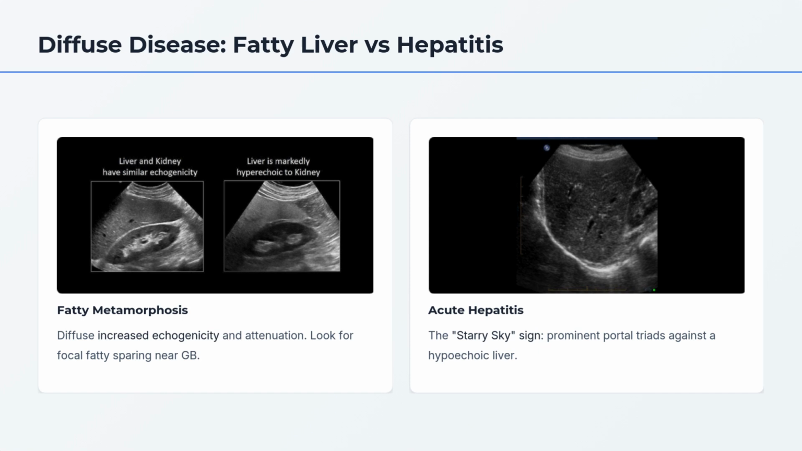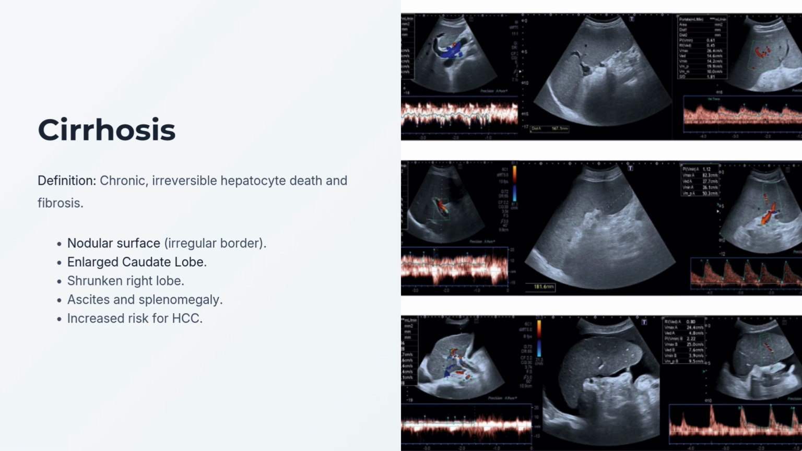In diffuse diseases, fatty metamorphosis appears as increased echogenicity and attenuation. Acute hepatitis may present with a starry sky sign characterized by prominent portal triads against a hypoechoic liver. Cirrhosis involves chronic irreversible fibrosis. Sonographic findings include a nodular surface, an enlarged caudate lobe, and a shrunken right lobe. Patients are often seen with ascites and face an increased risk for hepatocellular carcinoma.